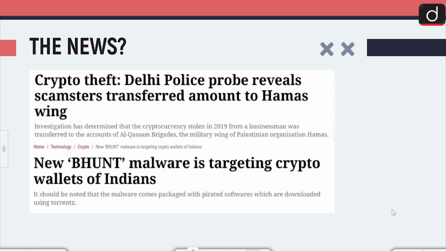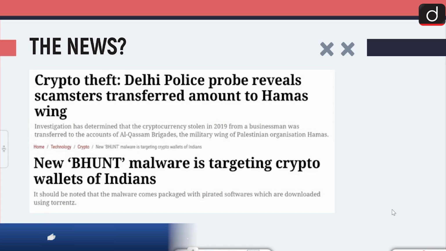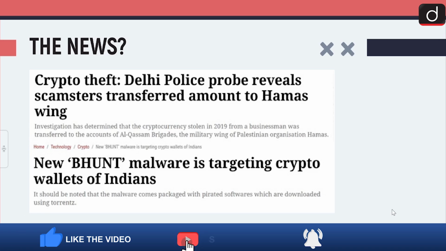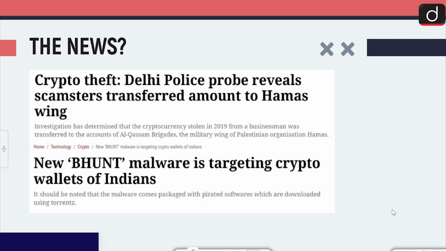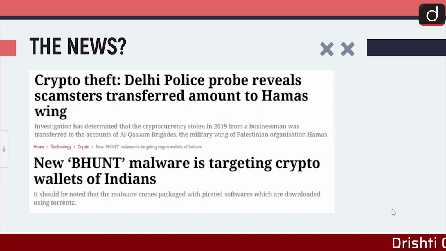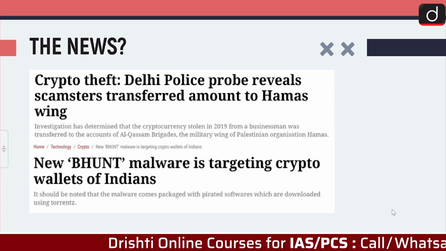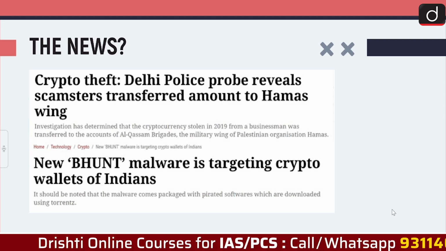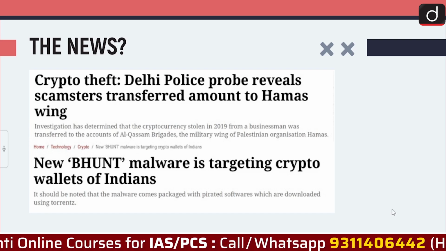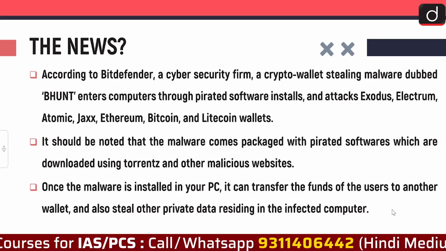Crypto theft. Delhi police has claimed through a probe that it has busted a scam in which a group of people used to steal cryptocurrency from a Delhi-based businessman, who complained in the year 2019, and that scam has been busted. They used to transfer that amount through cryptocurrency, which was worth rupees 4 lakh, to Hamas, and that is something mind-blowing. Another one is new Bhunt malware targeting crypto wallets in India. So that is all we are going to discuss.